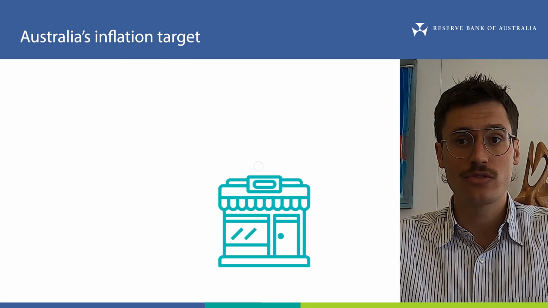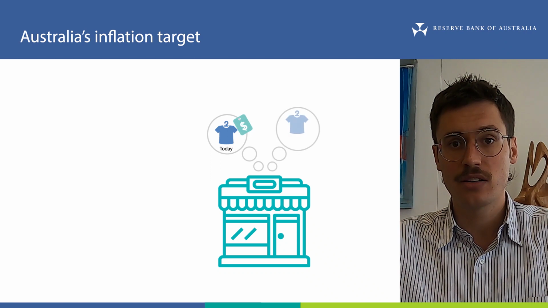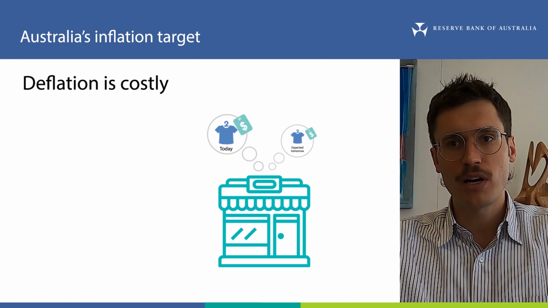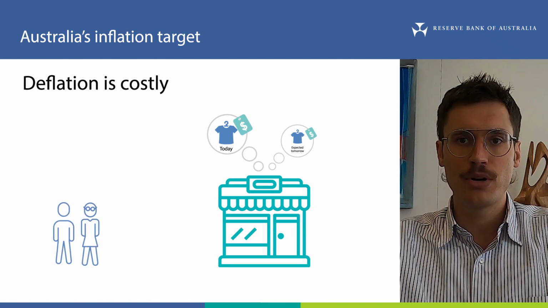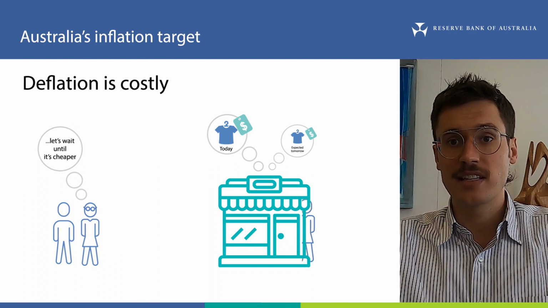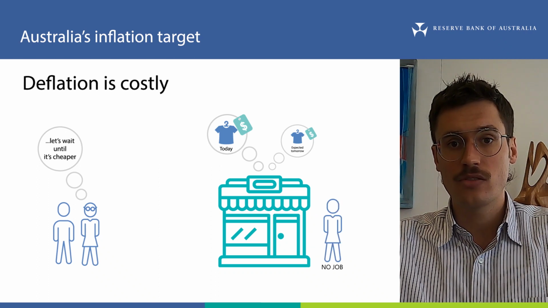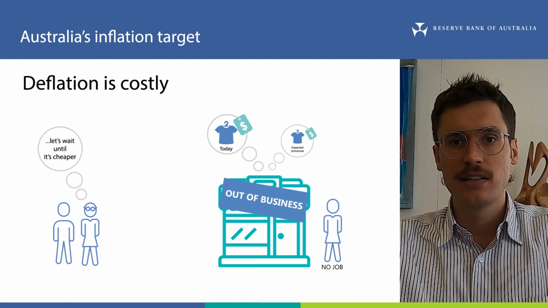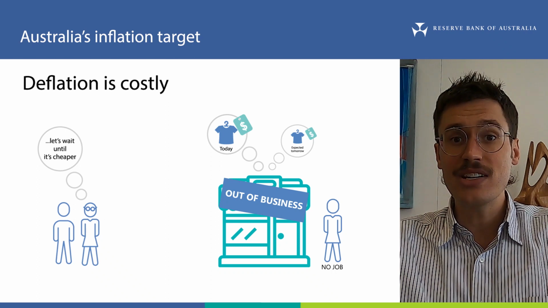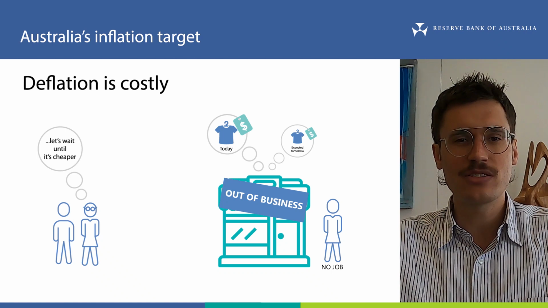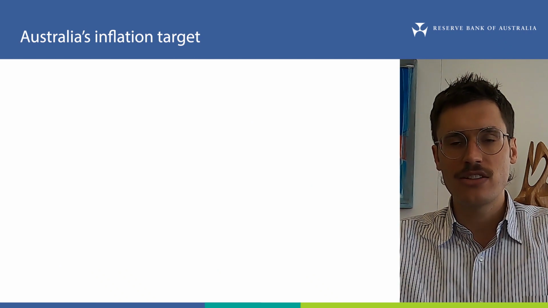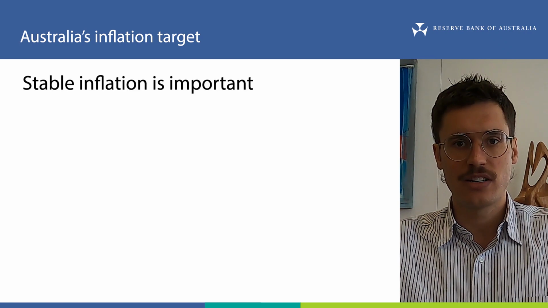The opposite is also true, where falls in prices, called deflation, can also harm the economy. If prices are falling, people might delay purchases until prices are lower. This could cause businesses to lay off staff, reduce wages, or even go out of business. Deflation can also make it more difficult to repay debts, because even as incomes fall, the repayments on debt do not change. It's also important for inflation to be relatively stable over time.